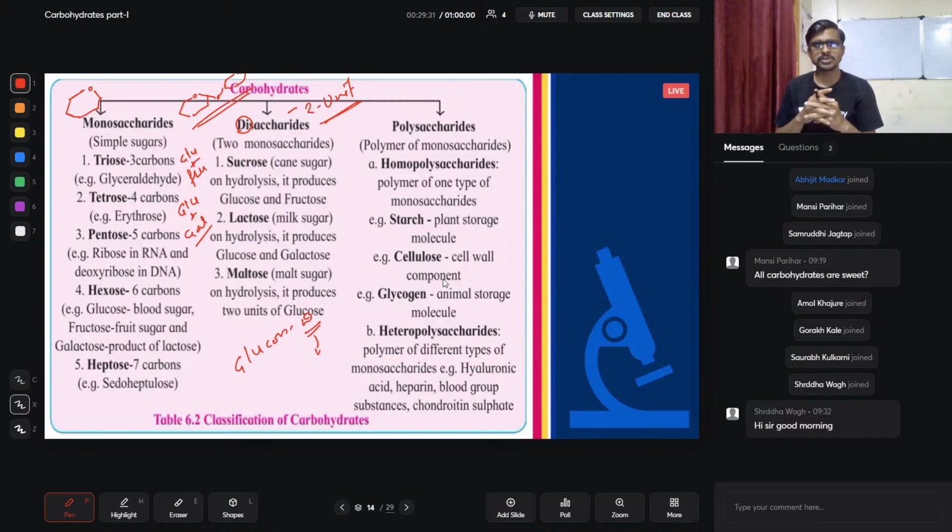Maltose we call malt sugar, and it is made up of two glucose. I mean when glucose and glucose are combined together, glucose plus glucose, what do we call it? We call it maltose. Okay, so maltose is the combination of two glucose units.